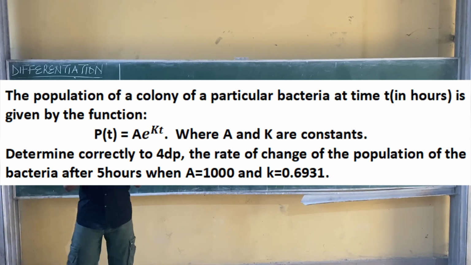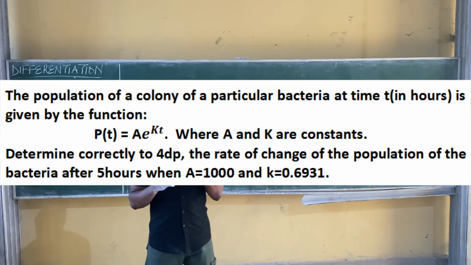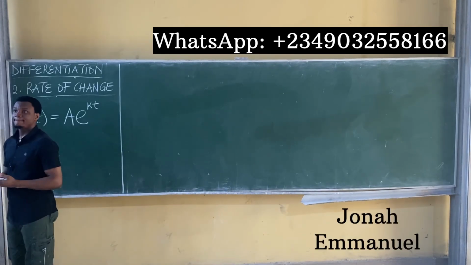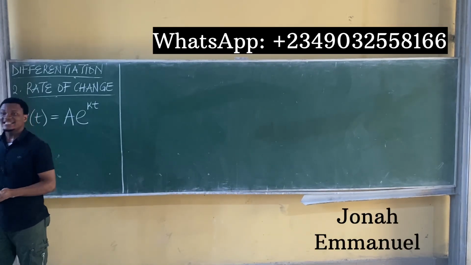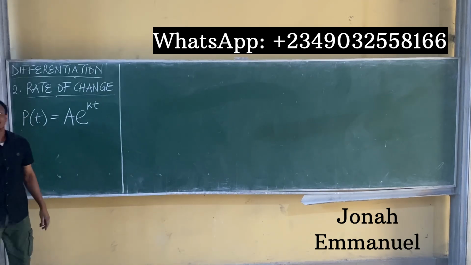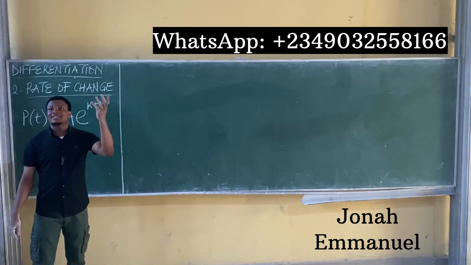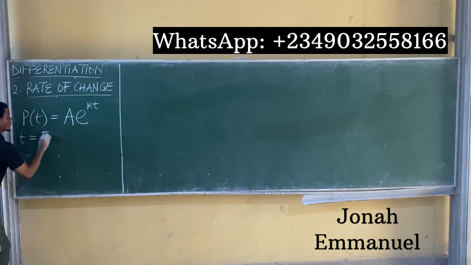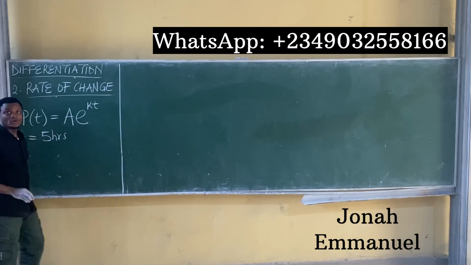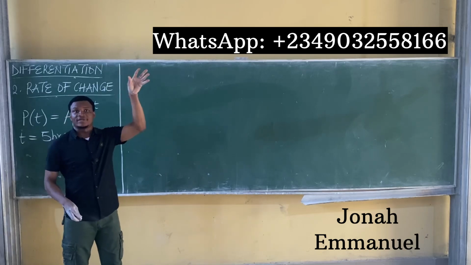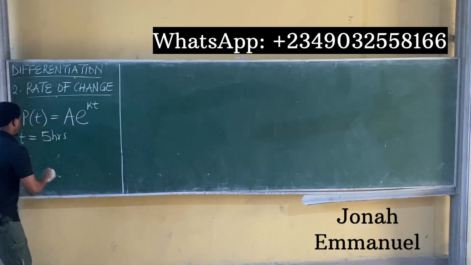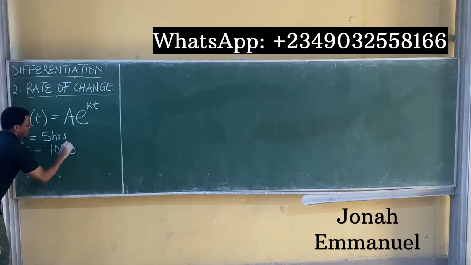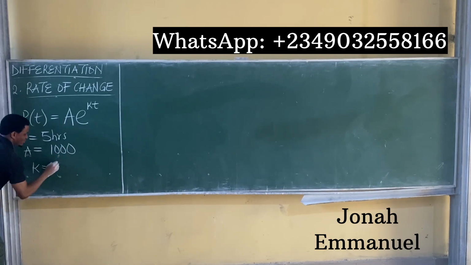A equals 1000 and k equals 0.6931. All right, so look up, please. Let's list the parameters. What's the first thing you're given there? They said the time is how many? So t is equal to 5 hours. What else are you given there? A. They said A is equal to how many? 1000, and k is how many?